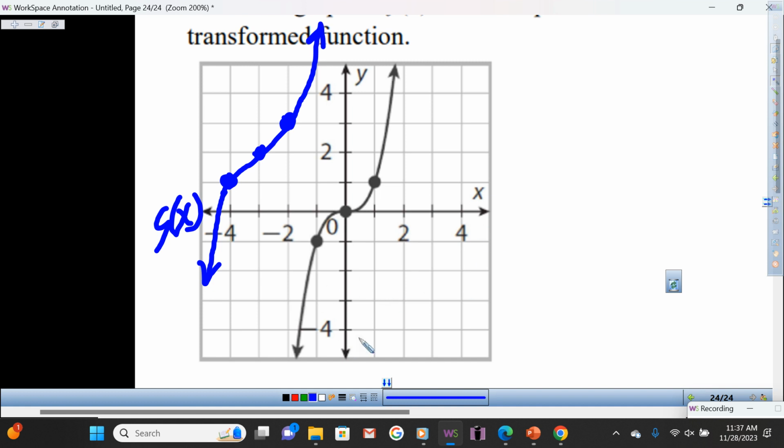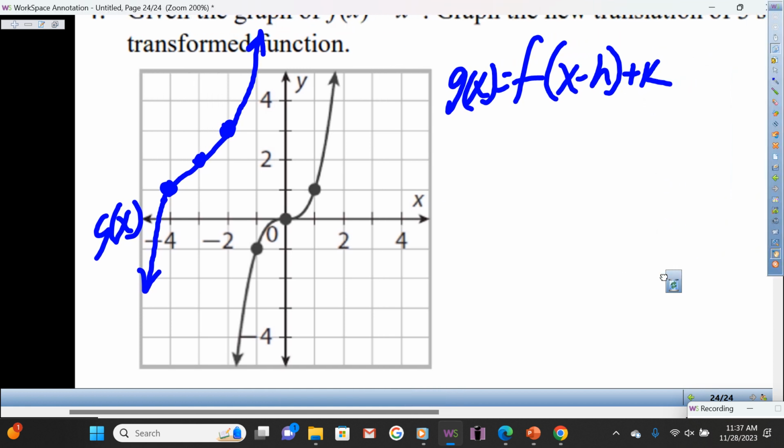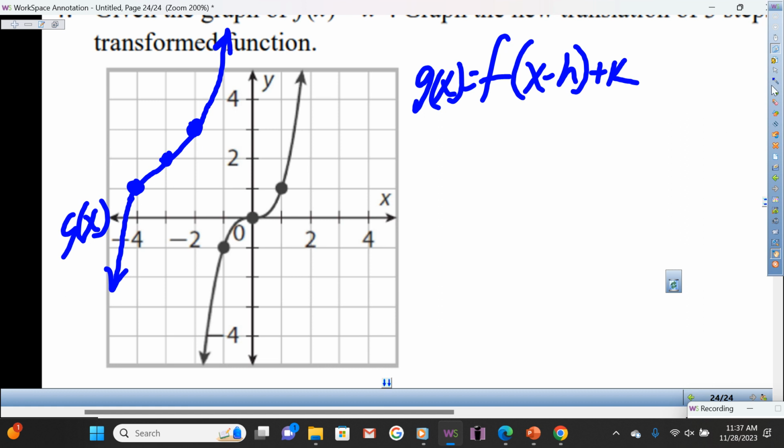So, you write your form, g of x equals f of x minus h plus k. So, we move this original 3 to the left. Was it 3 to the left? 1, 2, 3, and 2 up. Tell your neighbor, where do we substitute those values, and what would be your last function? Substitute those values, write your last function.